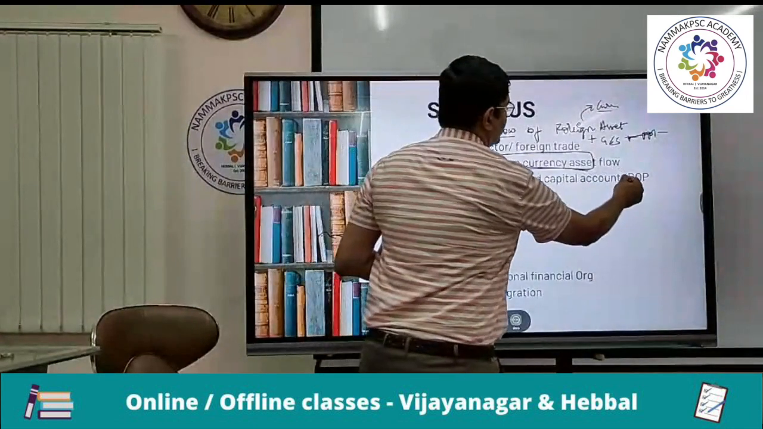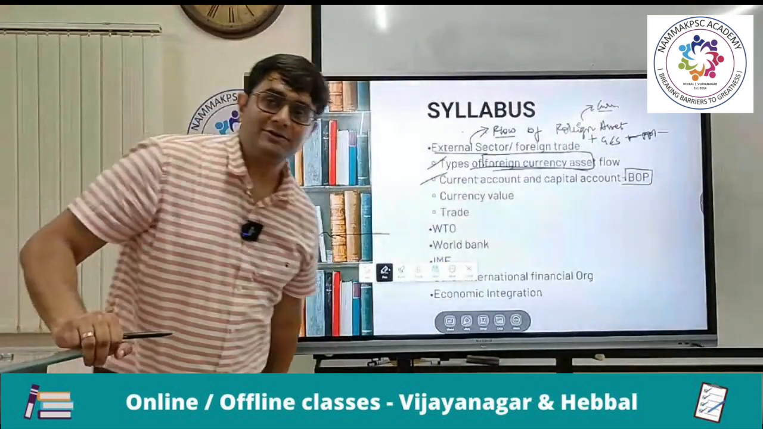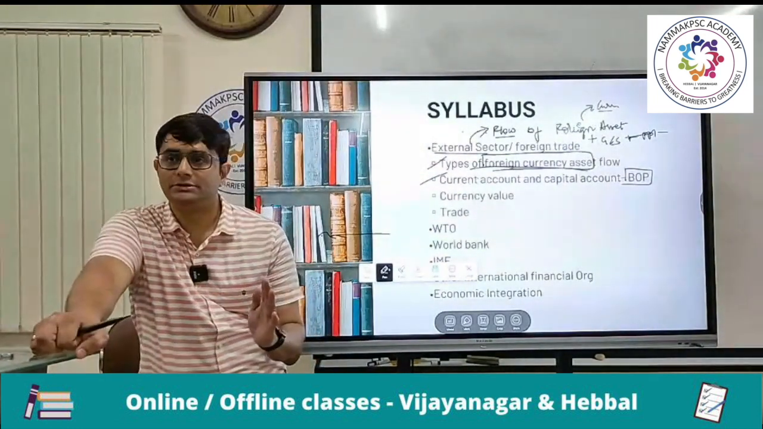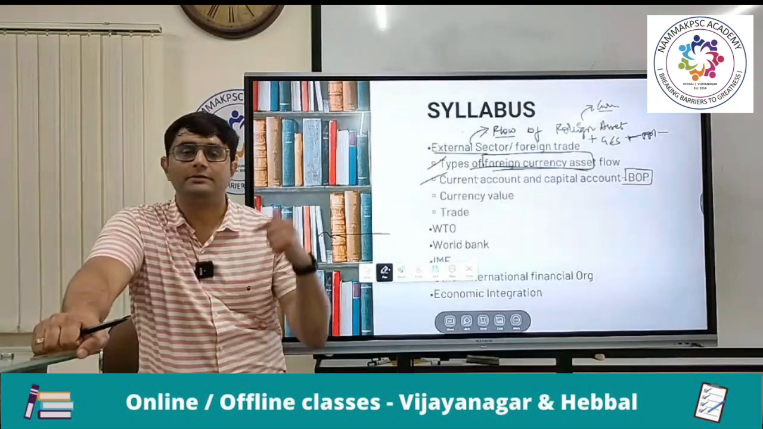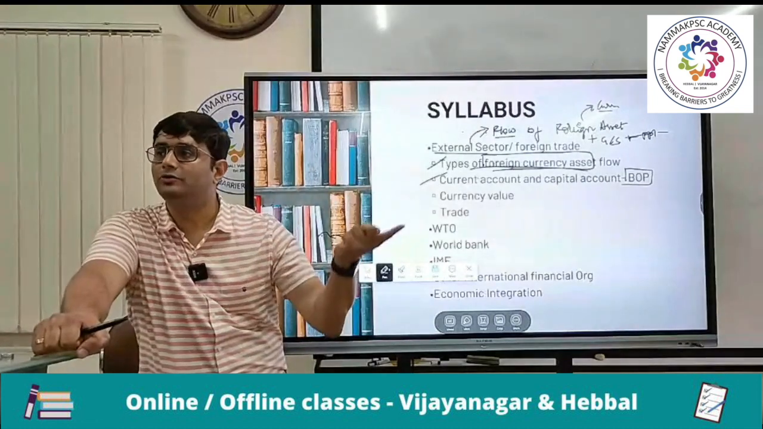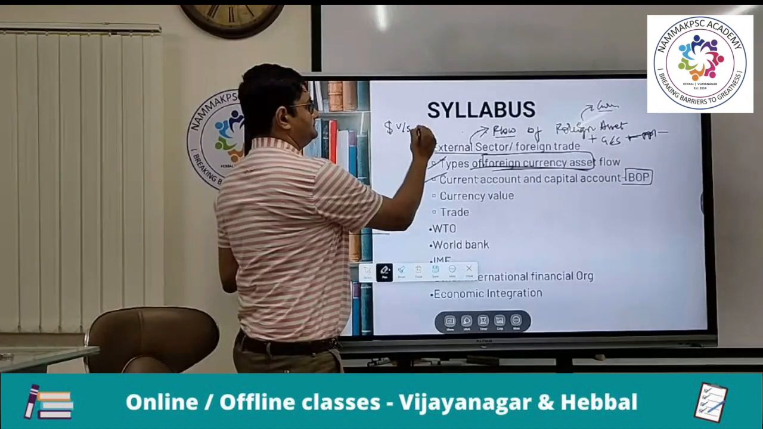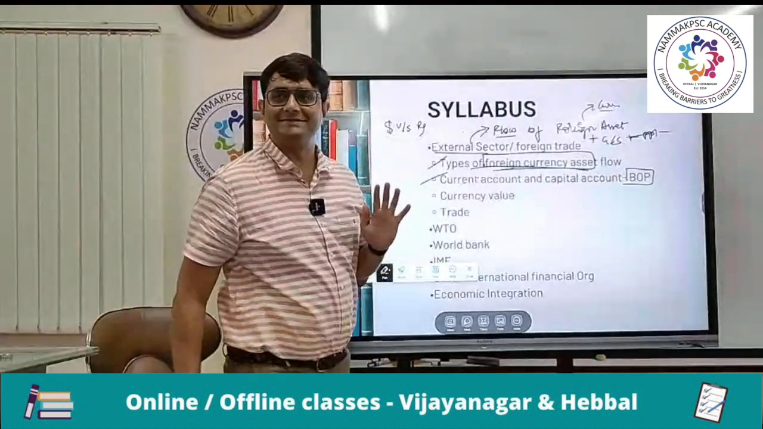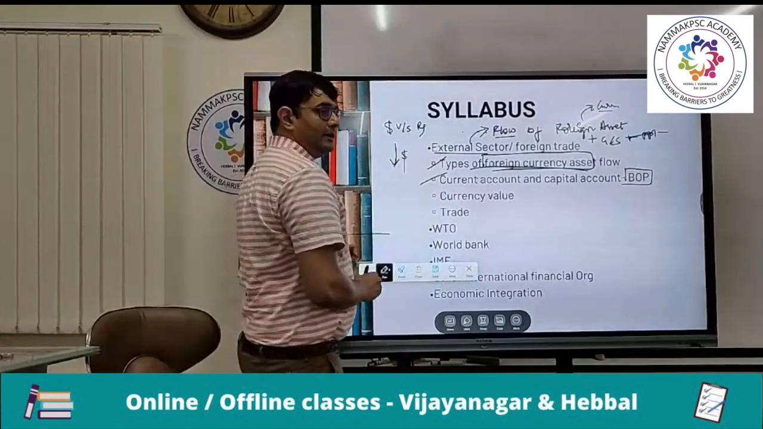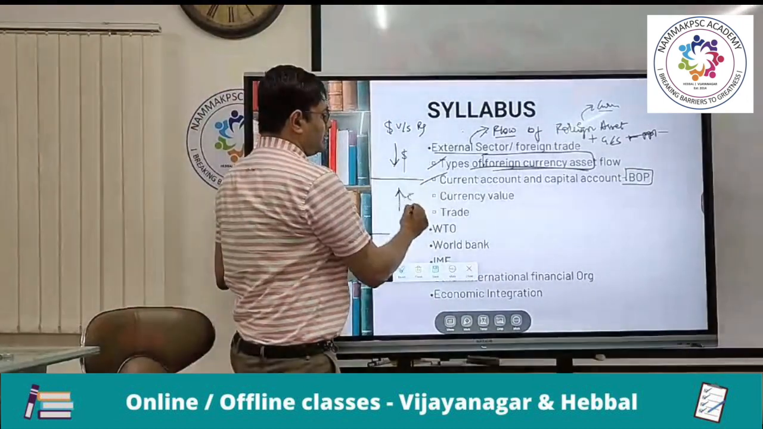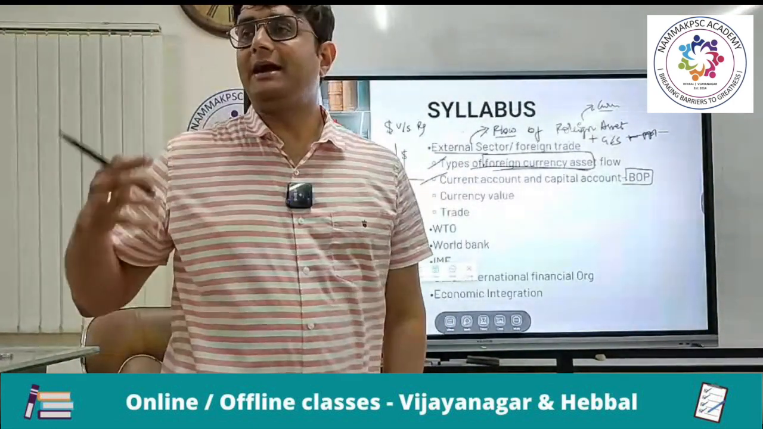Similarly, we will be studying another important topic called BOP, balance of payments. Balance of payments is basically an account that records the flow of foreign currency from outside to India and from India to outside. In simple words, let's say there is only one foreign currency, dollars, and the Indian currency, rupee. How is the dollar coming into India and how is it going out of India? We need to record it so that we can take appropriate action.